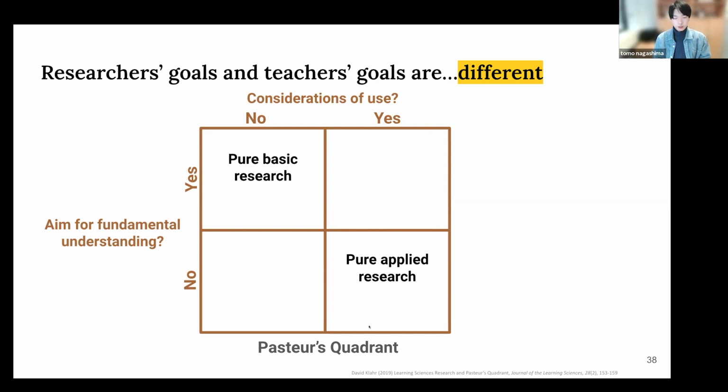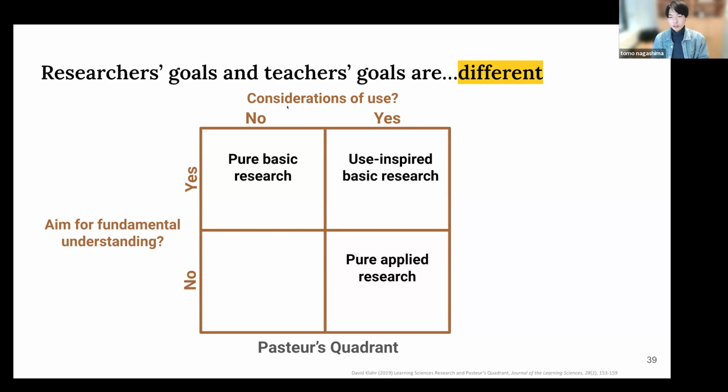And Pasteur's quadrant is this one. Ideally, what we want to do is to achieve both: to aim for fundamental understanding, and also to be useful for society. This is called use-inspired basic research. Try to achieve both of these aspects.